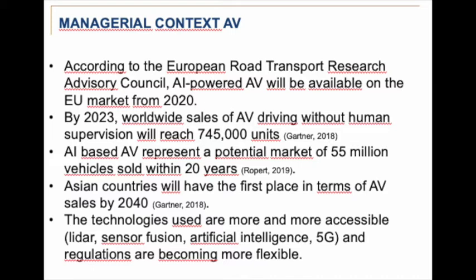According to the European Road Transport Research Advisory Council, AI-powered AVs, or autonomous vehicles, will be available on the European market from 2020. By 2023, worldwide sales of AVs driving without human supervision will reach almost 1 million units, according to Gartner 2018. AI-based autonomous vehicles represent a potential market of 55 million vehicles sold in 20 years.